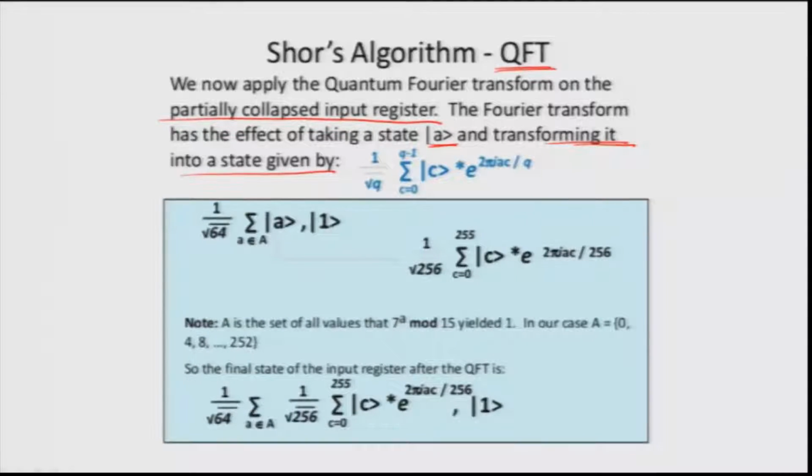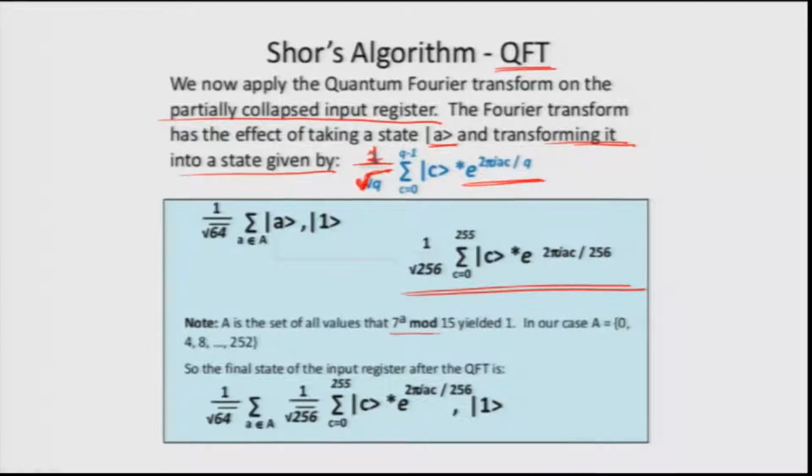Essentially, any Fourier transform takes any state, in this case a quantum state, the ket A, and transforms it into another ket state, which has this particular exponential functional part associated with it, and this is just the normalization factor attached to this kind of transformation. So, we get this as our overall solution for all of them.